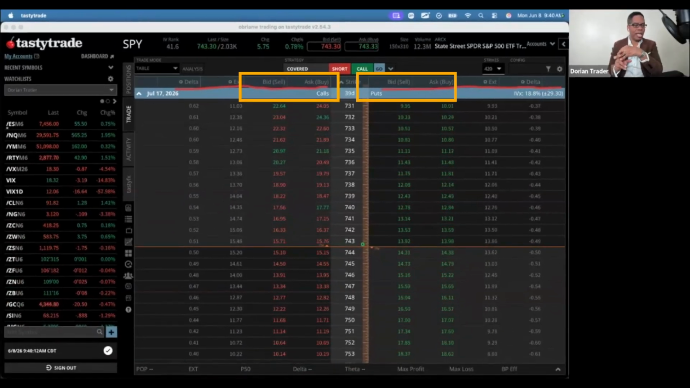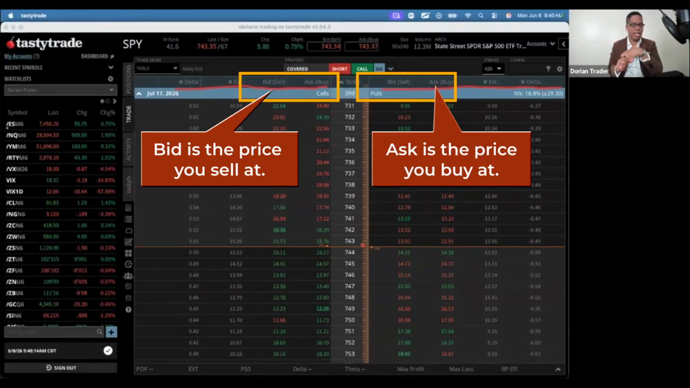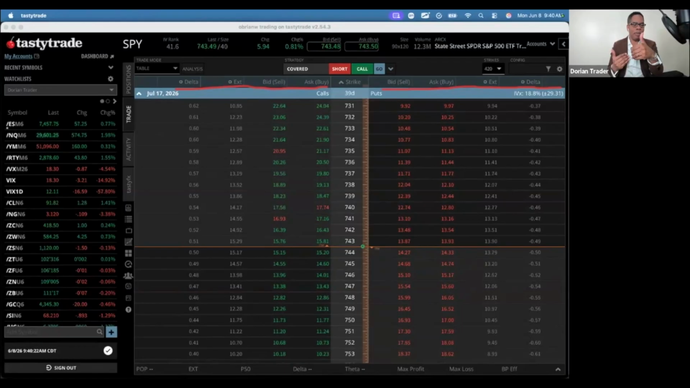On Tasty Trade, you can't change the ask and the bid because the ask is where you buy at, and the bid is where you sell at. In between is the mid price. That's where we want to buy and sell at, at the mid or as close to the mid as possible. That really helps us.